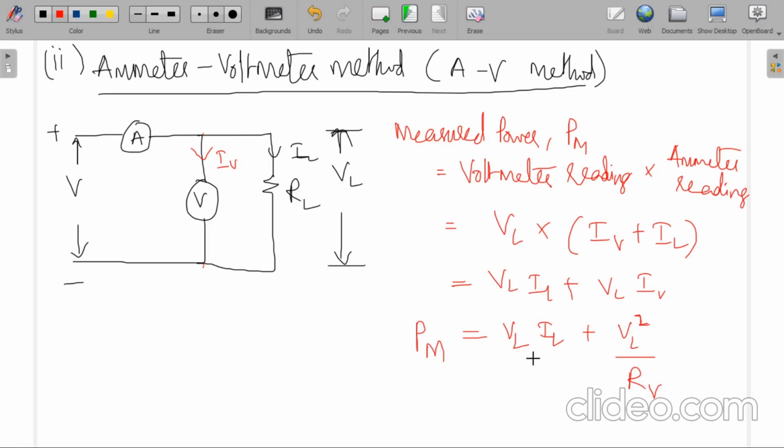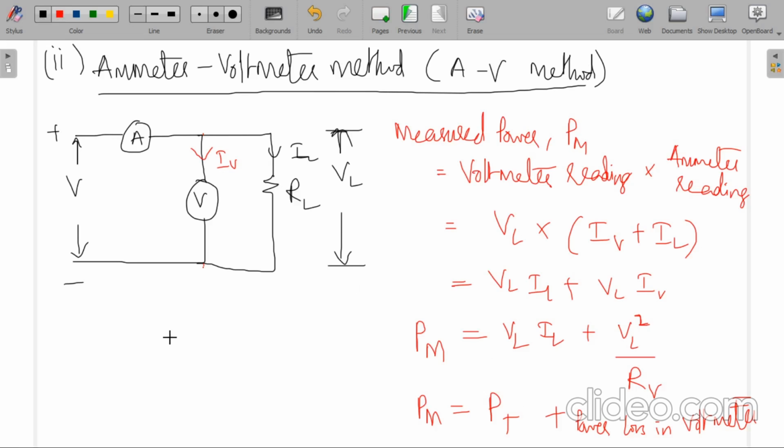This is the measured value, and VL IL is the true value. So the measured value is equal to the true power plus the power loss in the voltmeter. The power loss in the voltmeter is the error due to the voltmeter.